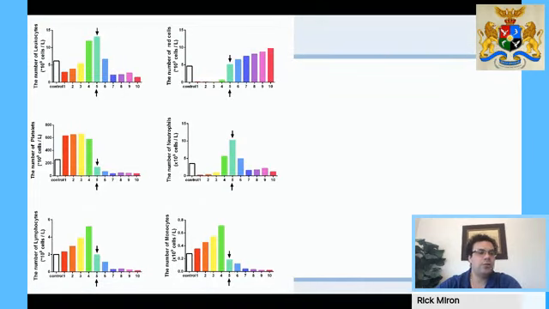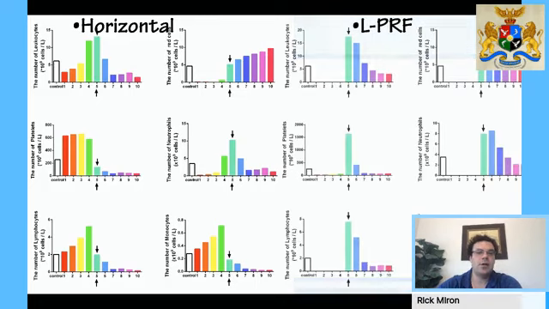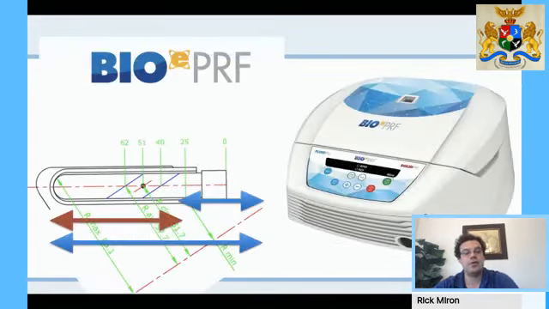Now, when we spin on the horizontal, we're able to accumulate the platelets and white blood cells in this upper layer. And when we compare it to the original L-PRF protocols, it's night and day difference. Now we can actually make these membranes that have a lot of the cells in that upper layer. So that's the biggest difference, and a lot of research was put into that.